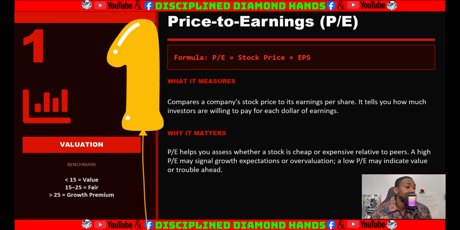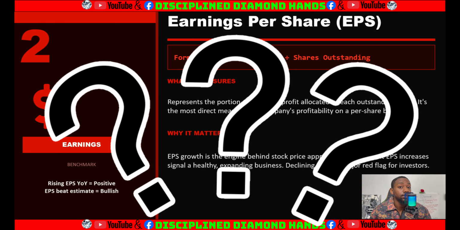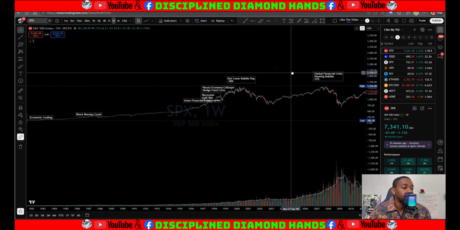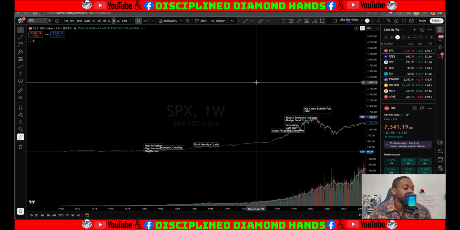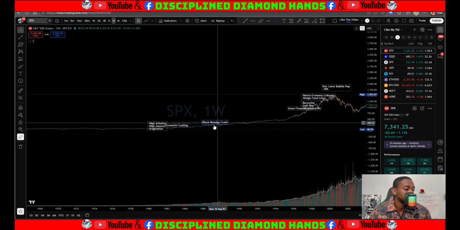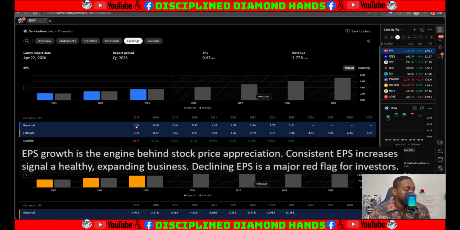First thing we're going to go over is the PE ratio. What is the PE ratio? What is earnings per share? No pullback or no economic catastrophe ever made that SPY ETF stay low forever. Despite the Black Monday crash, high inflation, they was profiting 24 cents per share back in 2017. Now they're profiting $3.51 per share.